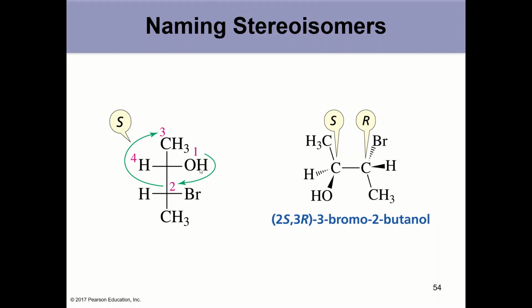Discussing the naming of stereoisomers. As we said, if we have two stereocenters, we must find the configuration of both stereocenters in order to name a compound properly. The configuration of the stereocenters is written at the beginning of the molecule, and it consists of identifying the carbon number at which the asymmetric center is located, followed by the configuration S or R at that carbon.